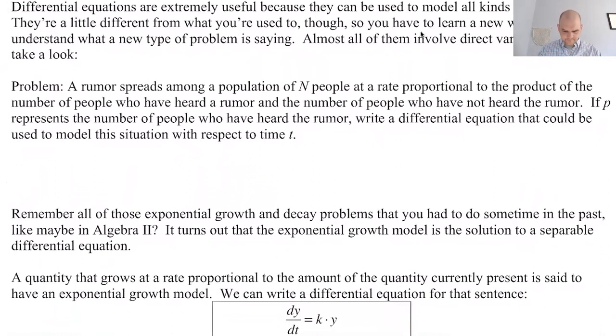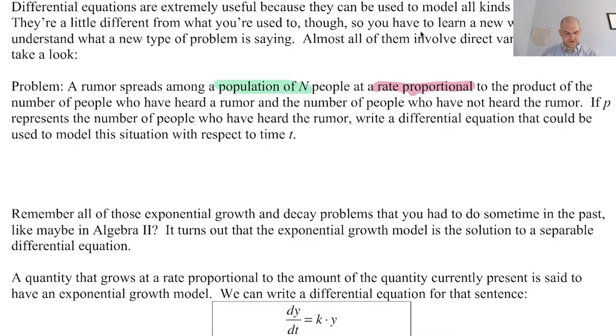We have a rumor spreads among a population of n people. So we have a population of n people, and what's going to happen is it's at a rate proportional to the product. So let me say a word about proportional. So a rate proportional, as far as AP calculus is concerned, the only sort of proportionality that exists is directly proportional, which means it will always be k times something. So inversely proportional doesn't really exist. Instead of saying inversely proportional, a problem would say directly proportional to the reciprocal of. So you only need to worry about directly proportional.